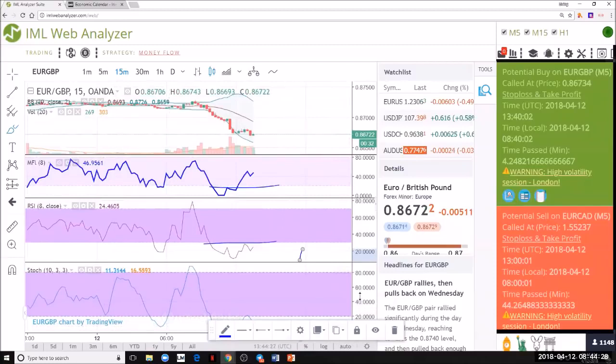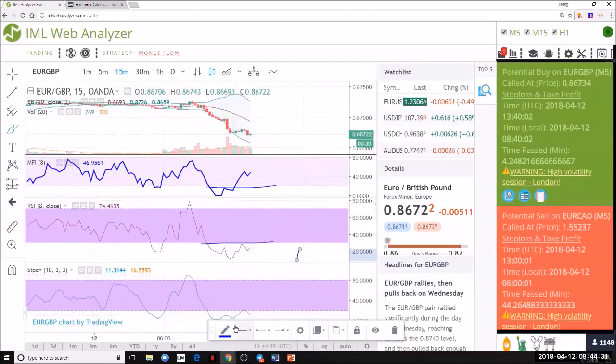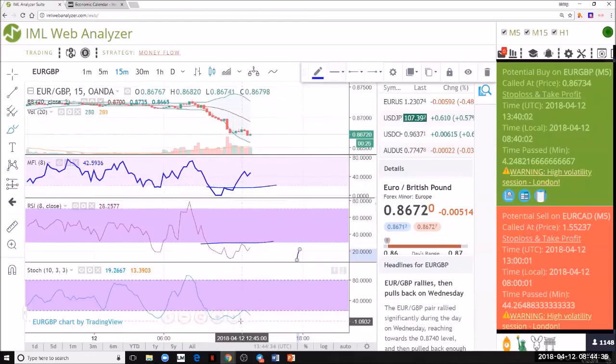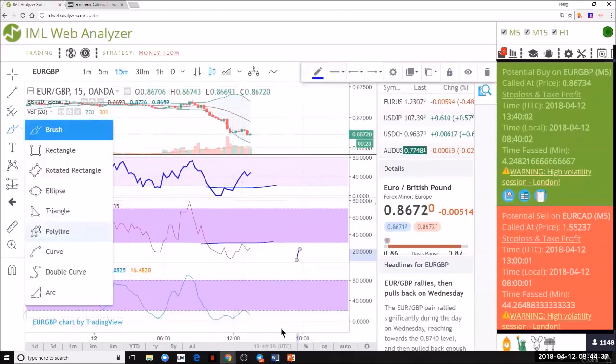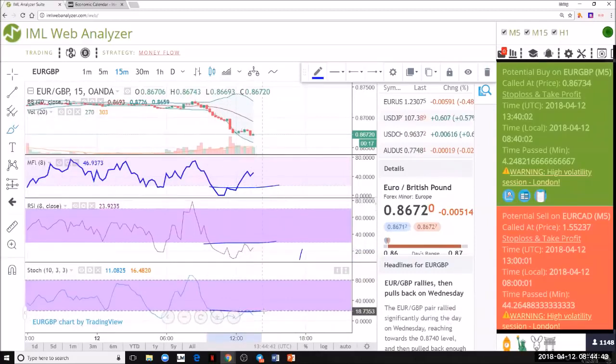See if I can get that one to show. Come on, stochastic. Oh, this is in the way, isn't it? Let's get that out of the way. All right, so here's the stochastic. And as we can see, stochastic had also gone below the 20. All right, so that was some really good signs. That was a good confirmation signal for us back here for a buy.